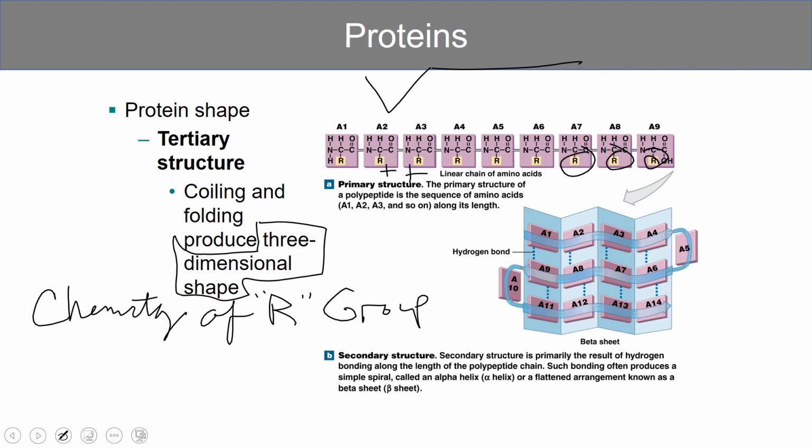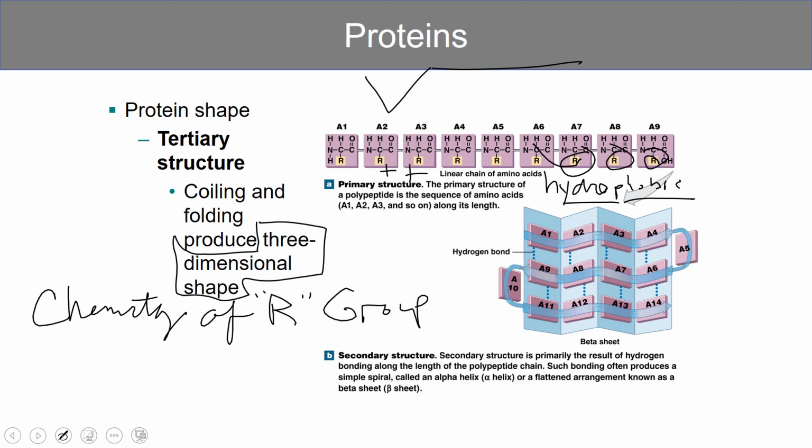Another example, if this particular R group was hydrophobic, what does hydrophobic refer to? Fear of water. This particular R group might tuck itself deep inside of this molecule, causing again some type of conformational change in shape, giving rise to a further enhanced or more detailed three-dimensional shape. So this is the tertiary structures.